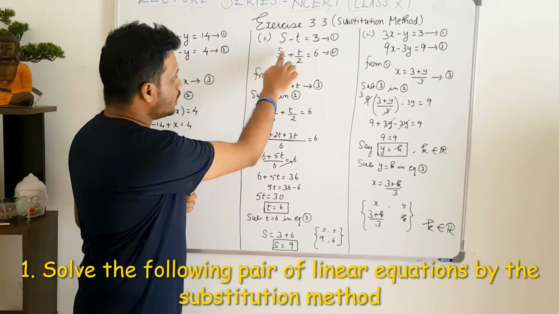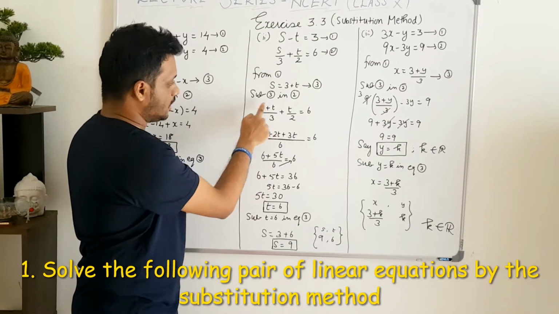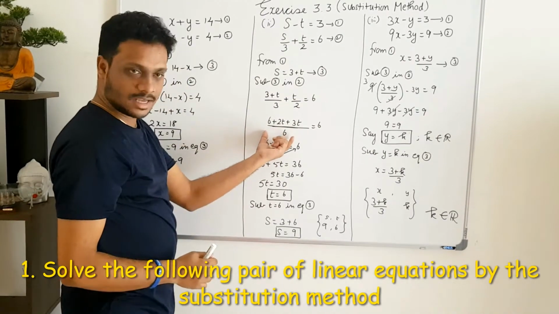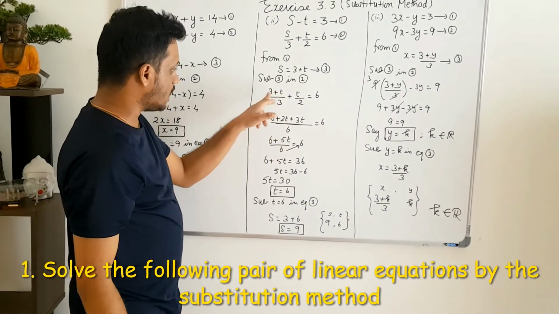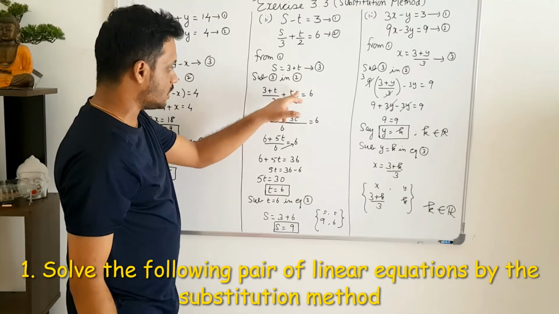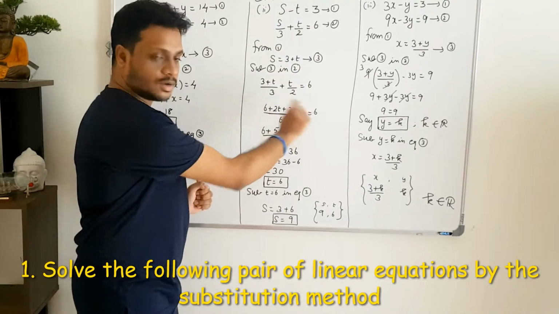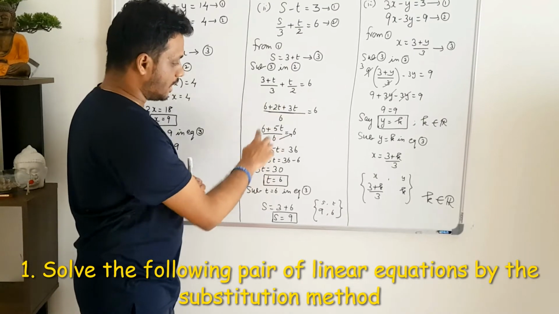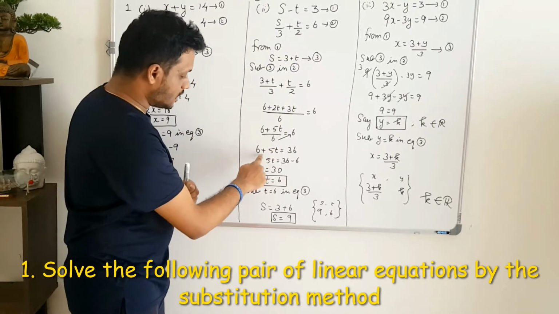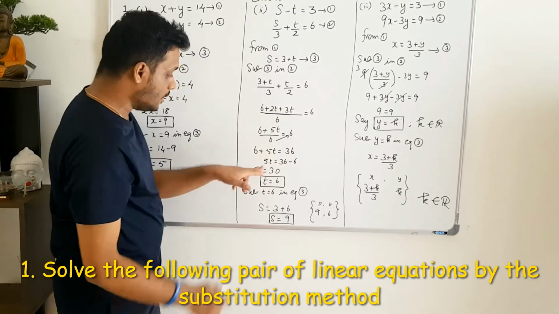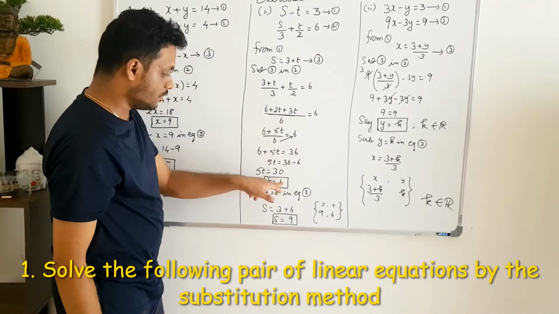So I get, in place of s, I put 3 plus t. So I get (3 plus t) by 3 plus t by 2 is equal to 6. Then I take the LCM. LCM is 6. So this entire term gets multiplied with 2 and this term gets multiplied with 3. So I get (6 plus 2t plus 3t) by 6 is equal to 6. So when I combine the like terms and cross multiply, I get 6 plus 5t is equal to 36. Now taking 6 to the other side, I get 5t as 30, t will be 6.